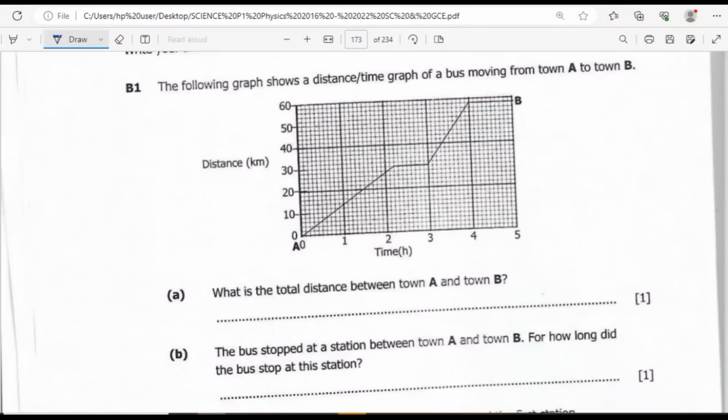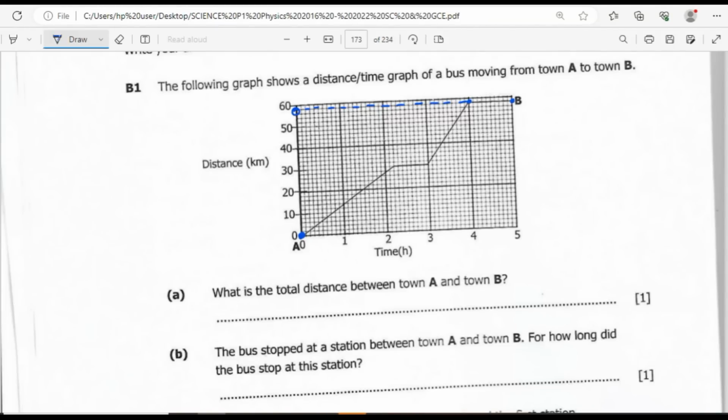So for question A, what is the total distance covered between town A and town B? Let's begin from here. This is where our town A is. This is where our town B is. Now, for you to find the total distance, you need to look at this point here. Then you move parallel to the x-axis until this line touches the y-axis. So the number here is our final answer.